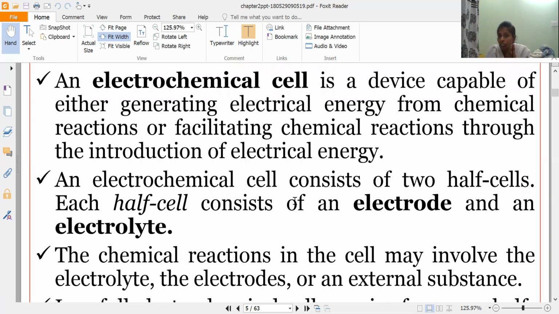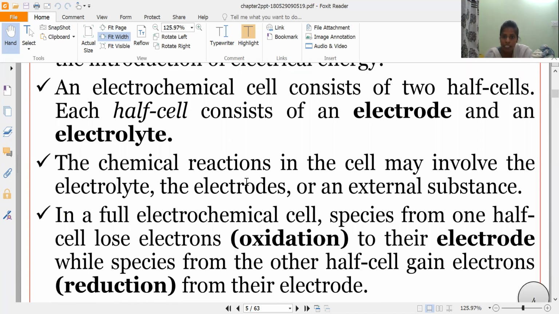Yesterday I explained what is meant by the half cell also, because the oxidation and reduction are not existing alone. These are always existing together. So each electrode is considered as one half cell. So every cell is having two half cells. One is an oxidation half cell and another one is a reduction half cell.